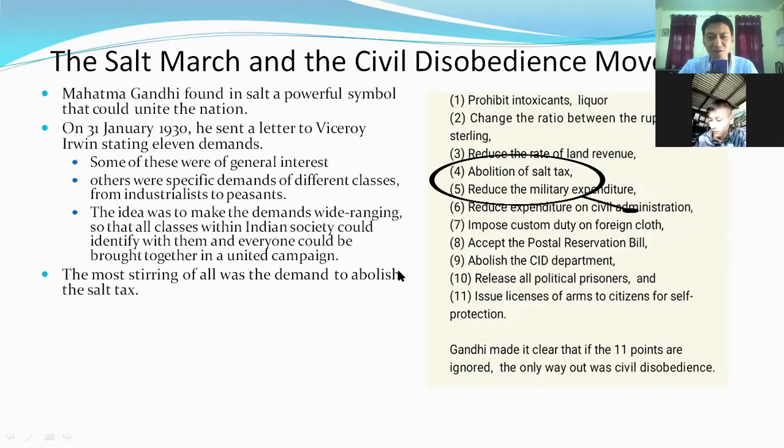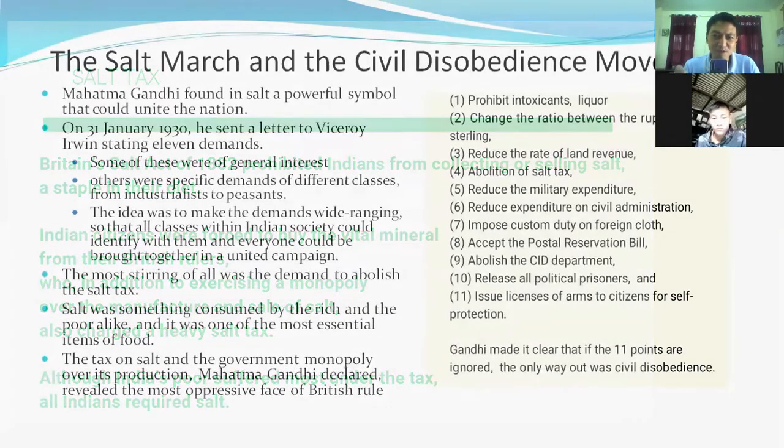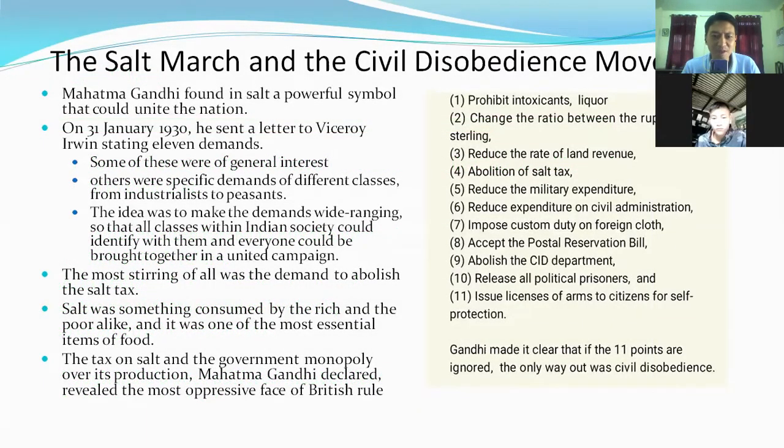Now, what was that salt tax? Very simply, no one could make salt without permission. This was very unpopular, even among the rich and the poor. And the government also had a monopoly on production. That means that no one can produce salt privately. And this also was controlled and monopolized by the British.